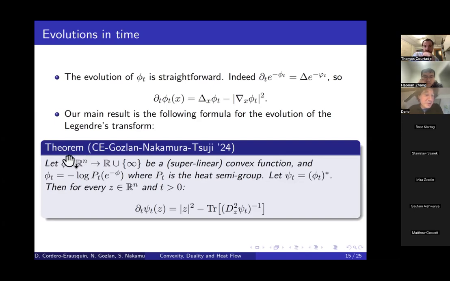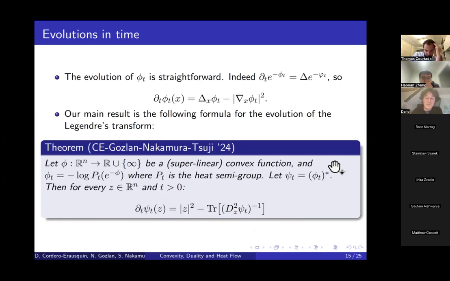But surprisingly enough, at least to my knowledge, this was not noted before. So you are given some convex function. As before, e to the minus phi_t is P_t of e to the minus phi. Phi_t is convex. You call psi_t the Legendre transform. Then psi_t evolves according to some very simple equation, which is the derivative in time of psi_t at point z. This is z squared minus the trace of some operator, which is the inverse of the Hessian of psi_t.